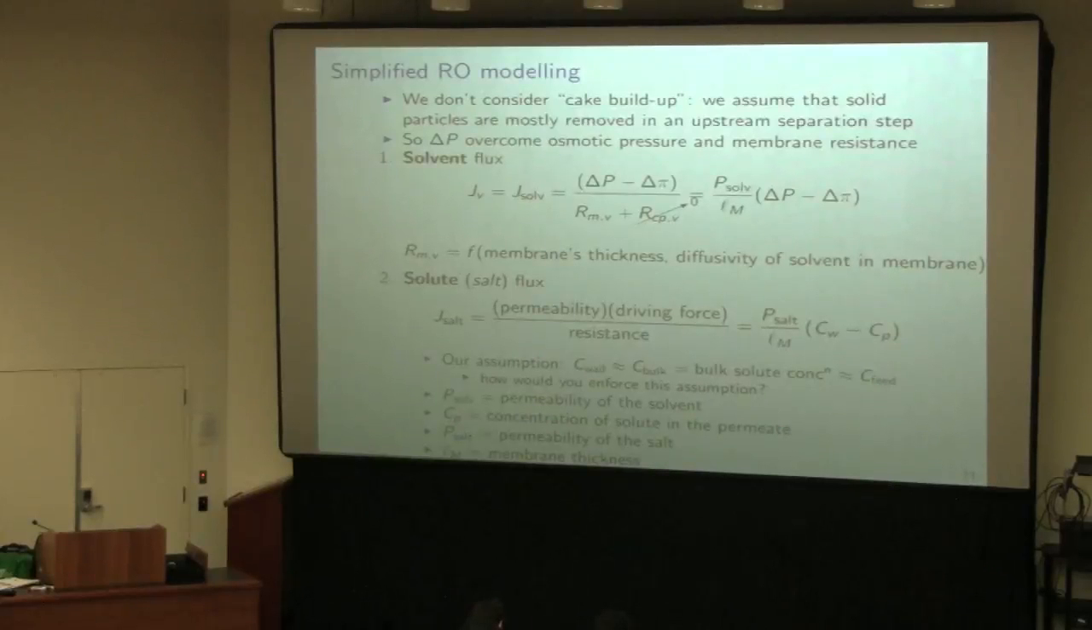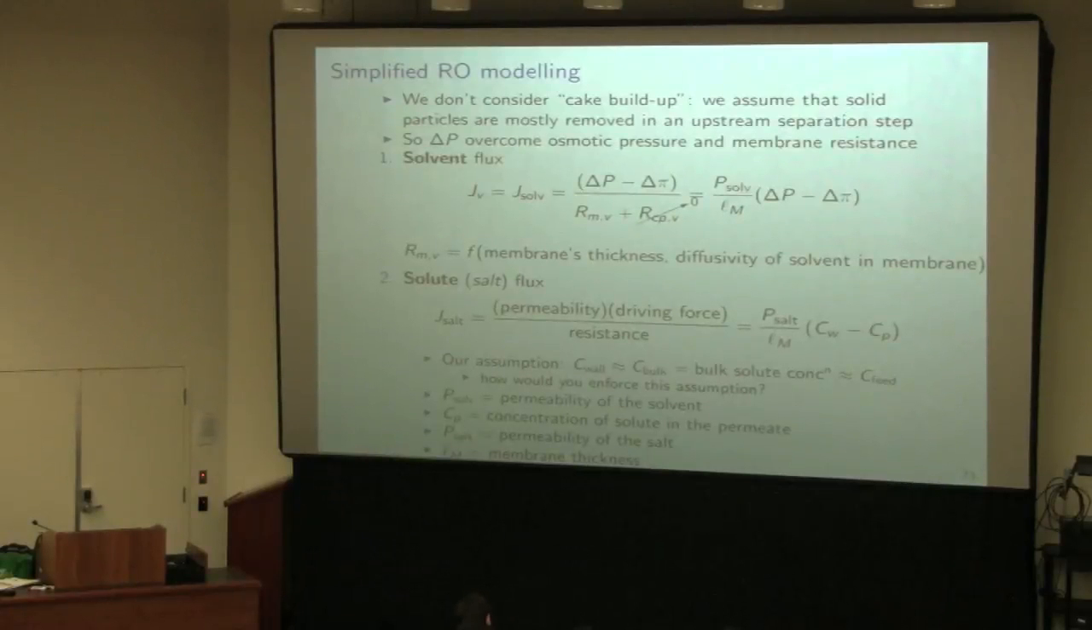How would you structure the physical membrane? What would you do to ensure this? Or make those two approximately equal. What is our usual situation regarding the wall concentration and the bulk concentration? We usually assume that wall concentration is a little higher than the bulk concentration.